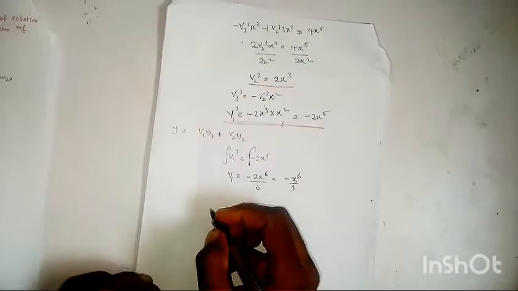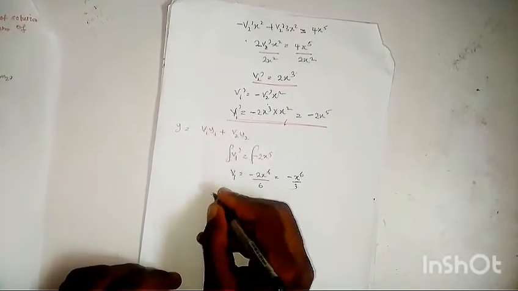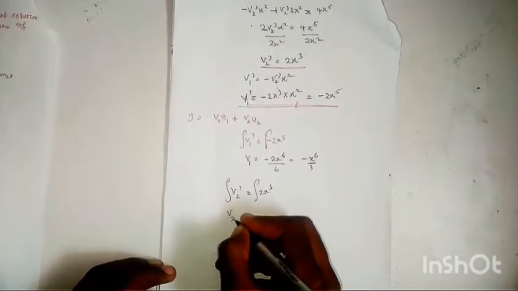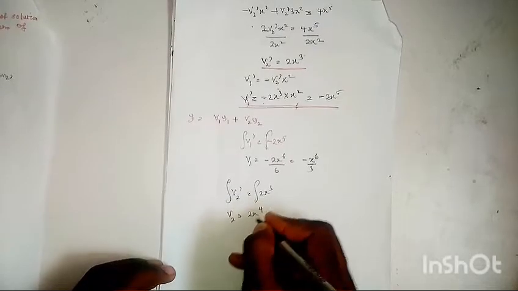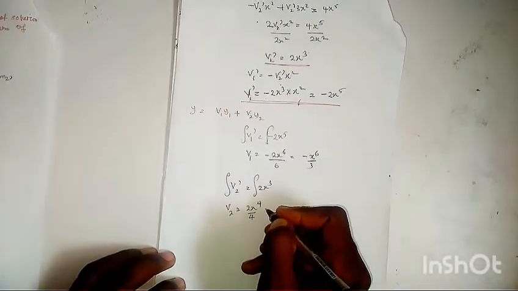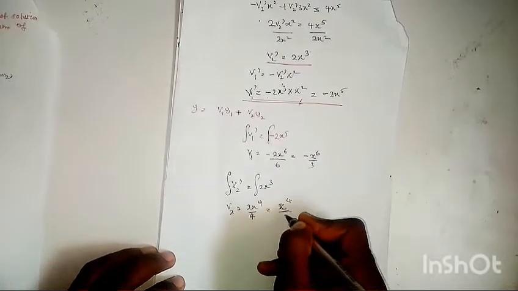Solving my v2 prime, which is equal to 2x raised to the power 3, integrating to get the value of my v2 becomes 2x raised to the power 4 over 4, right? So this gives me x raised to the power 4 over 2.